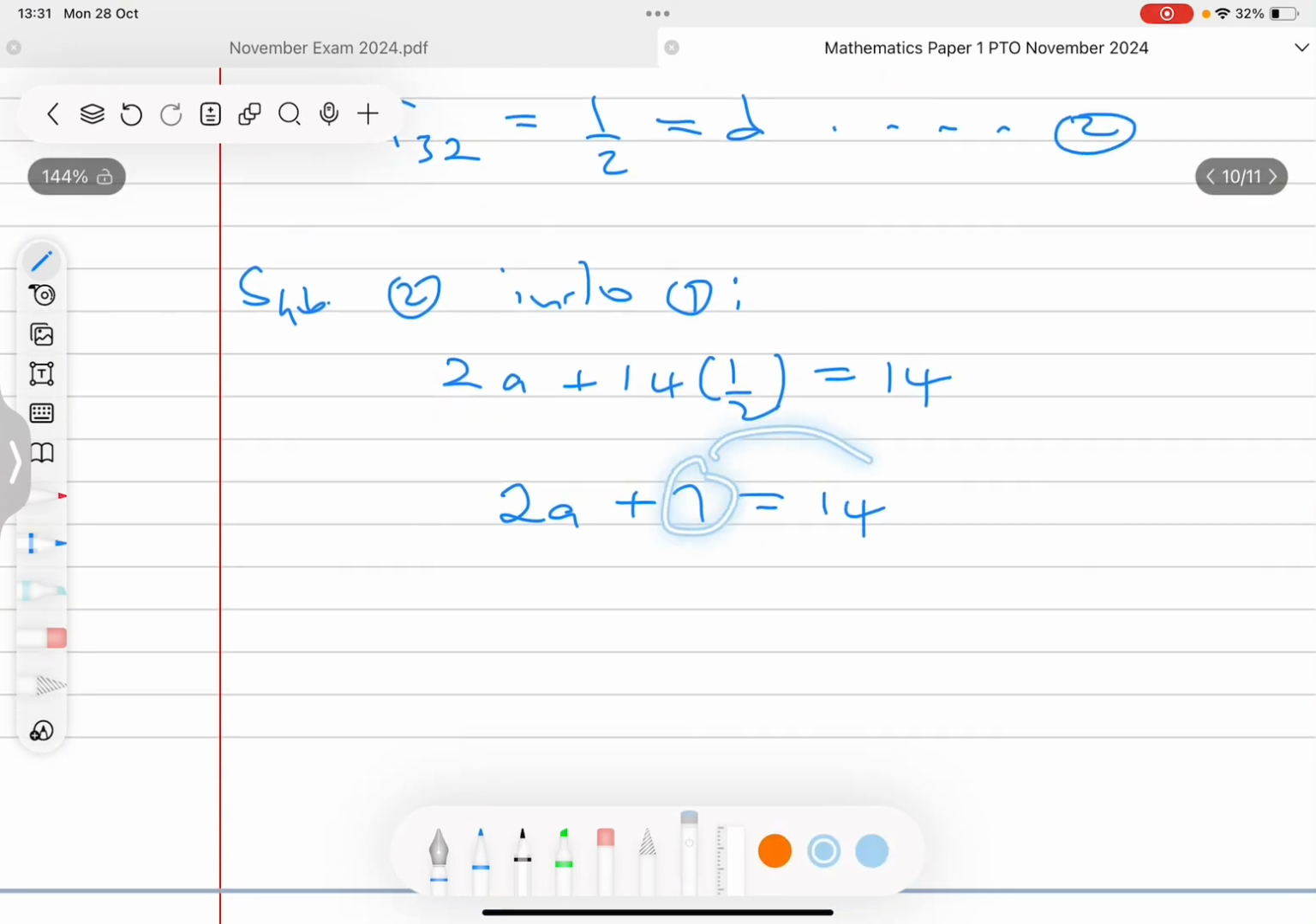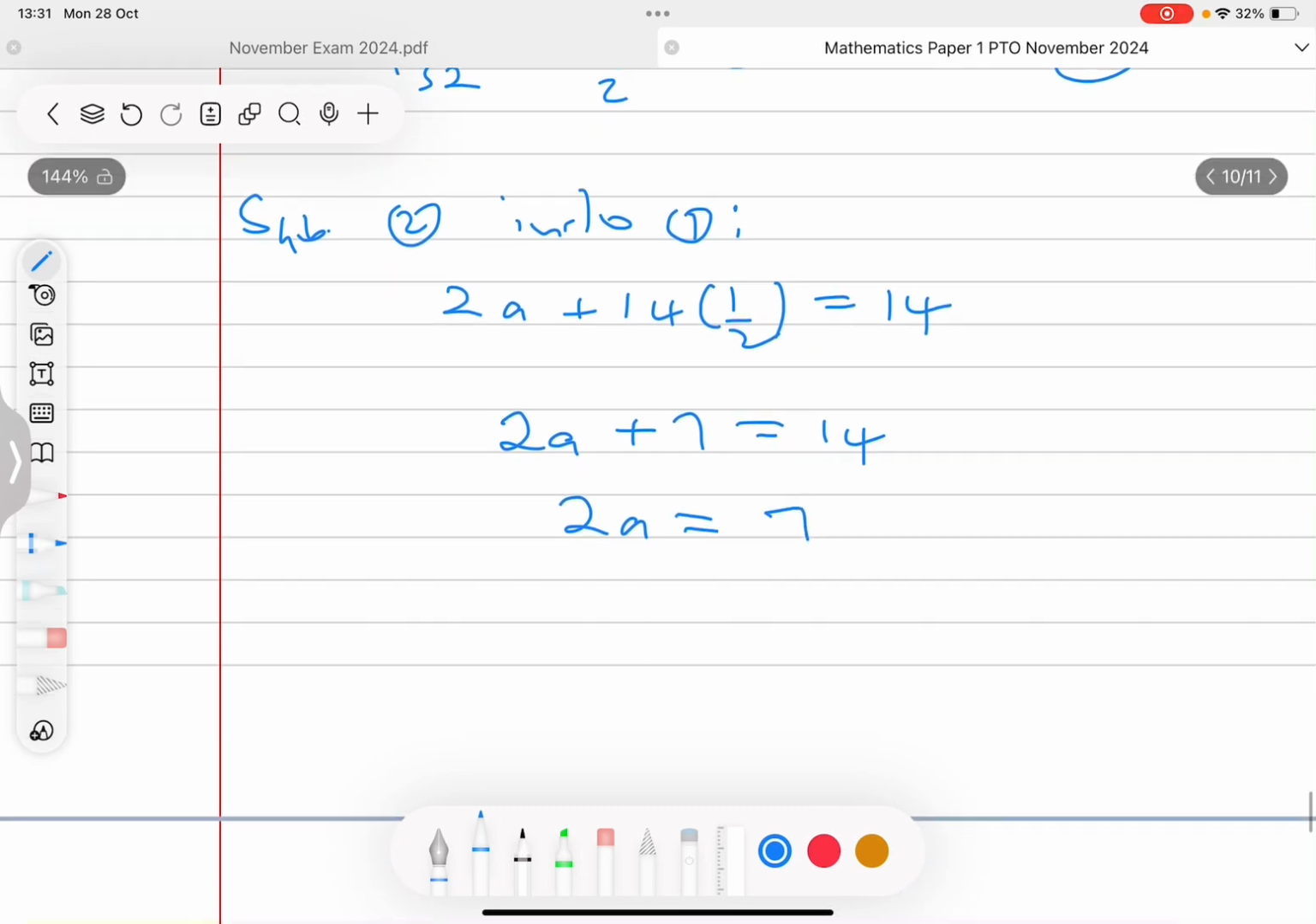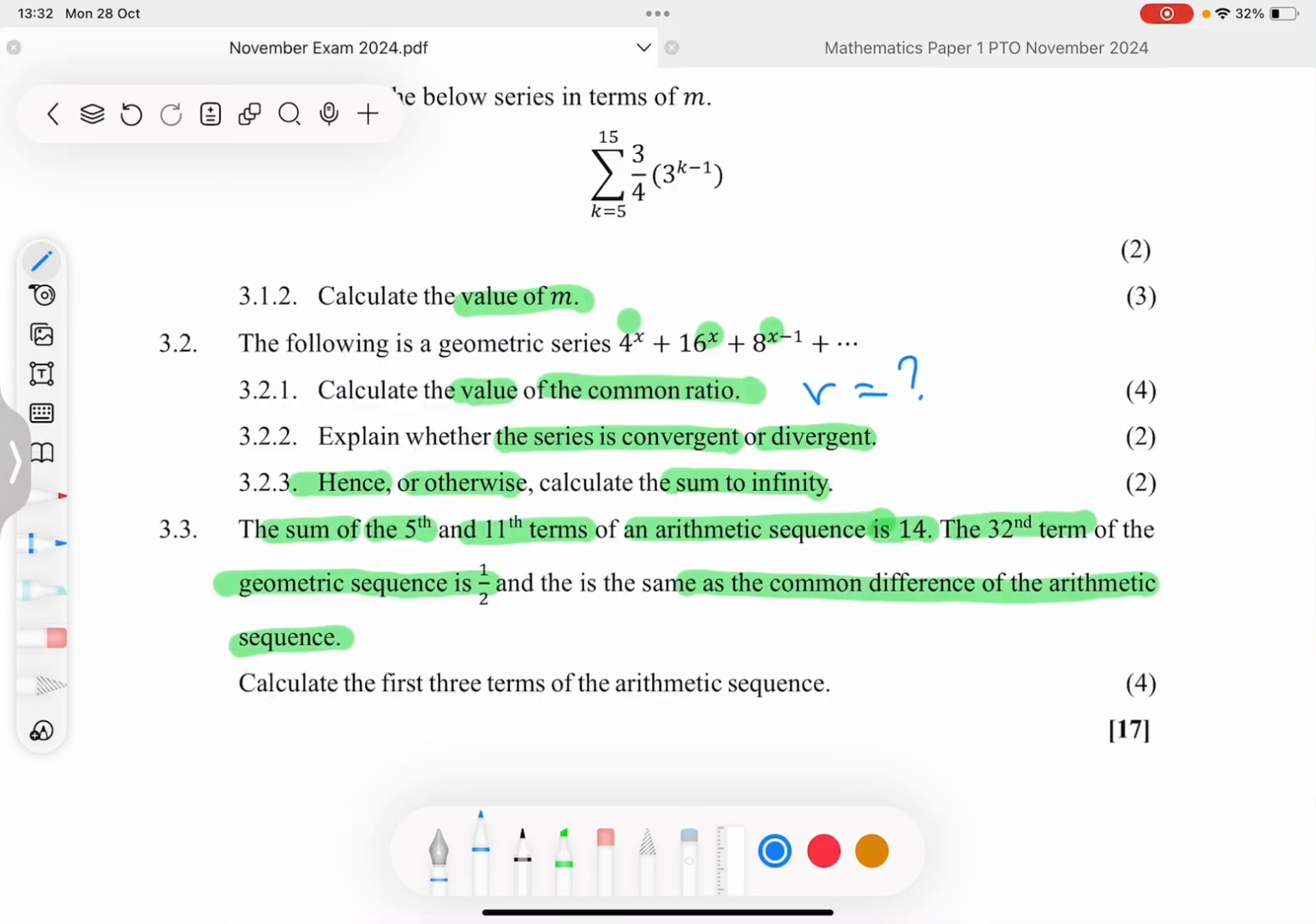I'll take the 7 to this side so that I have 14 minus 7. On this side I have 2A. 14 minus 7 again, it's like adding 7 and 7 to get 14, so if you subtract the 7 from 14, you get 7. Dividing both sides by 2, we get A to be 7 over 2, because we're dividing by 2 here, so this cancels.